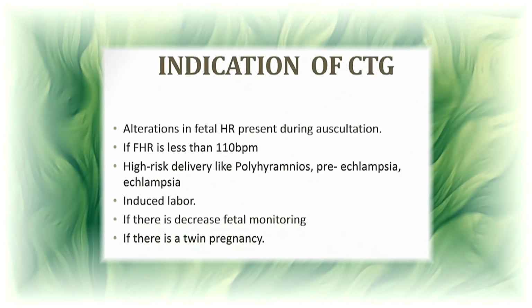Next, we'll see the indications of CTG. These are alteration in fetal heart rate present during auscultation, if the fetal heart rate is less than 110 beats per minute, high risk delivery like polyhydramnios, preeclampsia and eclampsia, induced labor, if there is decreased fetal movement, and if there is a twin pregnancy. In all these cases, we perform CTG.